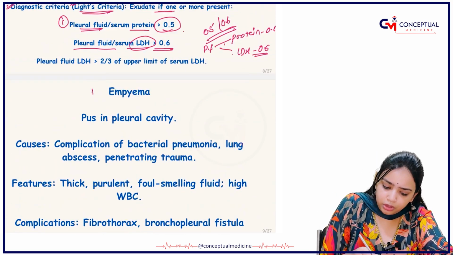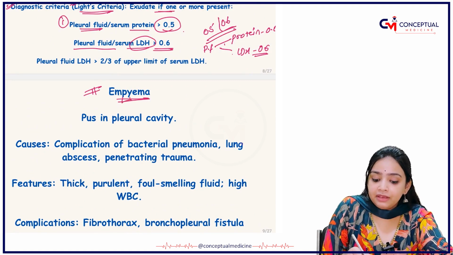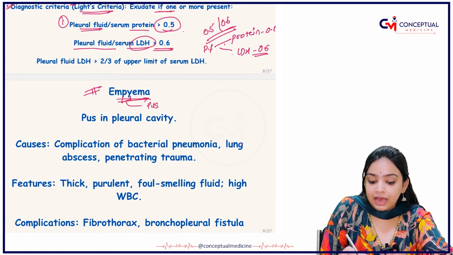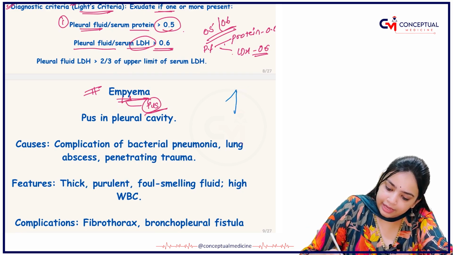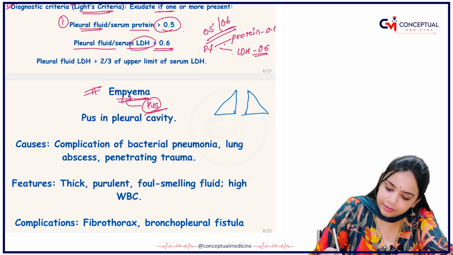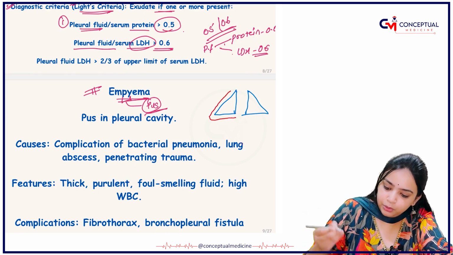Next, let's talk about the conditions. The first one you have is the empyema. Empyema, PY is representing it is having pus. So there is pus in the pleural cavity. Like these are your beautiful lungs, right? This is, let's suppose, your pleural cavity.